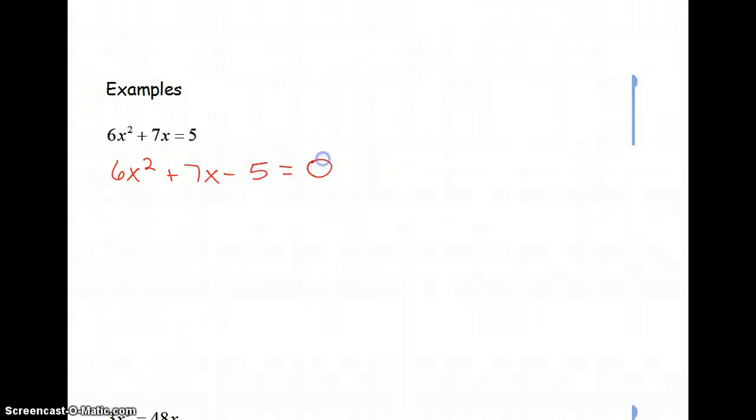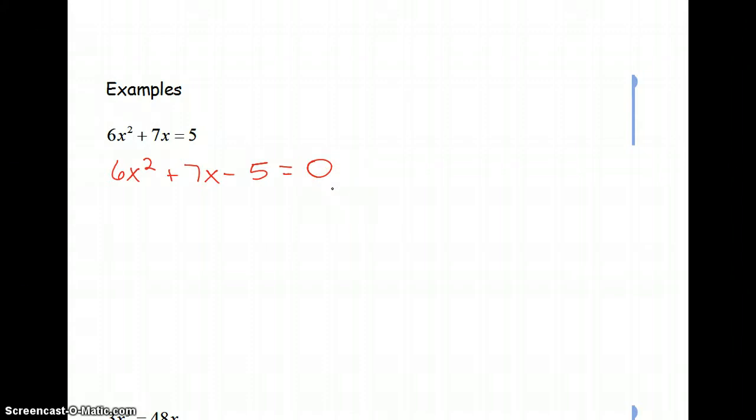So first thing you have to do is make one side 0. So I'm going to rearrange this so that I have one side 0. I'm going to move the 5 to the other side, which means I'm going to have to make it negative. So I get 6x squared plus 7x minus 5 equals 0. Then, like I said before, I can't get the x by itself. I've got two terms with x's in them. So that's when we decide to factor.